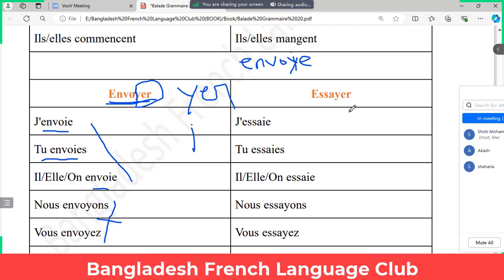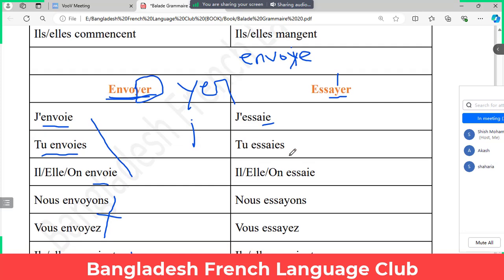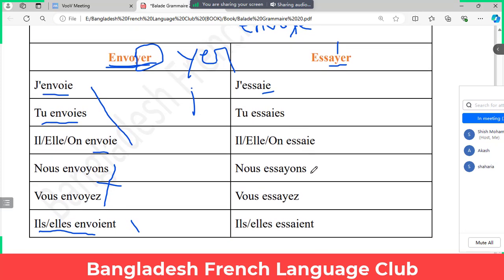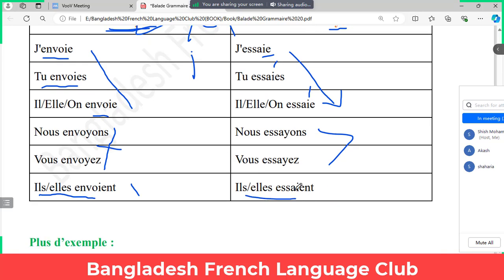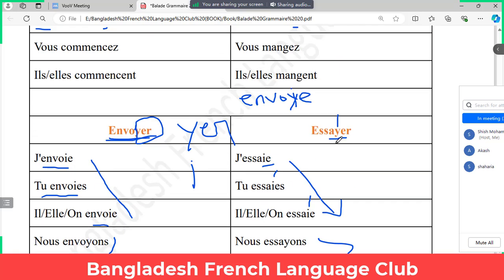Okay, then the same way, this is a YER verb, with YER at the end, right? So here also the Y will become I. So essayer will become j'essaie, okay? J'essaie, tu essaies, il essaie, nous essayons, vous essayez. Like the first three, you see Y is I here, okay? But with nous and vous, Y is Y, no change. But with ils, Y becomes I, okay? Nous essayons, ils essaient. Okay, the same rule for YER verbs.